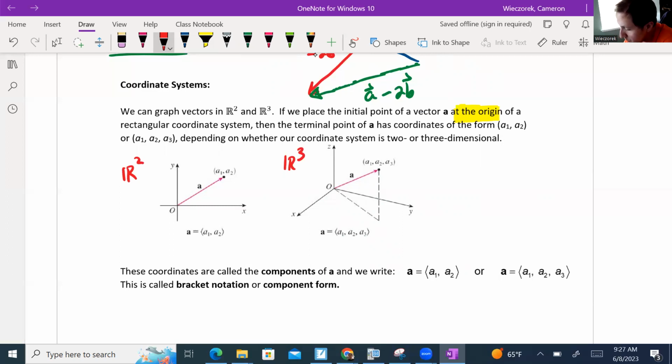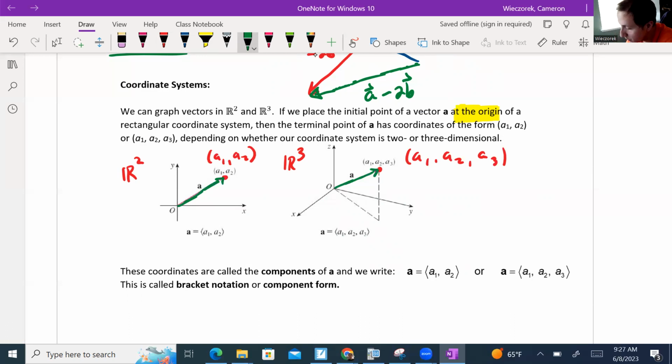the ordered pair would just be the black point that you see on the screen. This would be A1, A2 right here. And this point right here would be A1, A2, A3. So that's just an ordered pair. If I want to make it a vector, I need to draw the actual arrow out to that point, makes it a directed line segment.